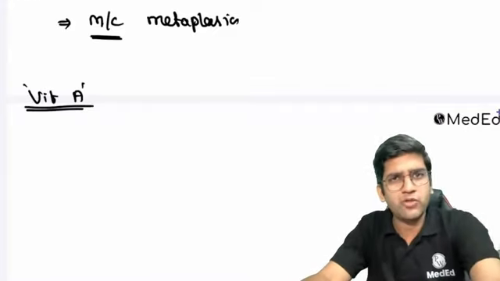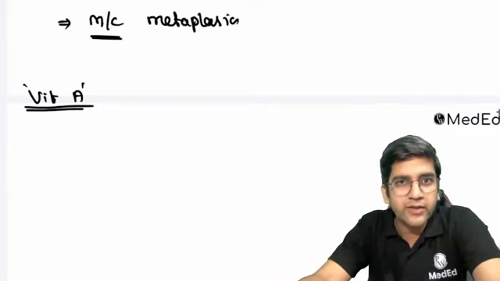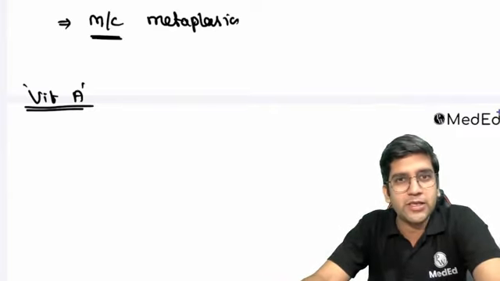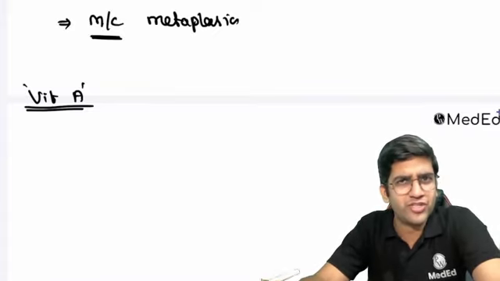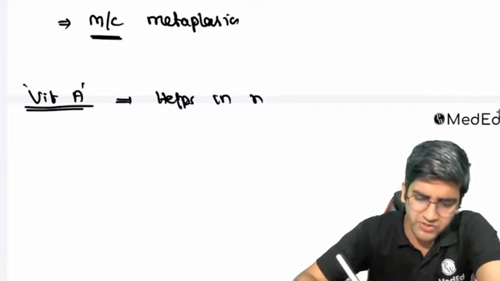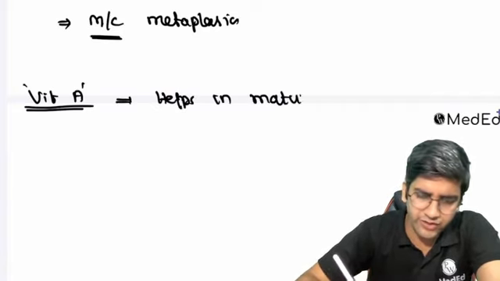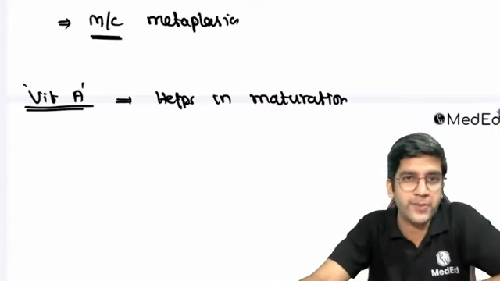You must have read about vitamin A in biochemistry for sure. Am I right in saying that vitamin A is one important thing for epithelial maturation? For example, vitamin A helps in maturation, right? You must have read about vitamin A and vitamin A deficiencies in your biochemistry. Vitamin A helps in maturation. That's one of the functions, right?